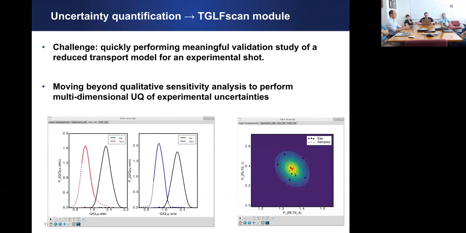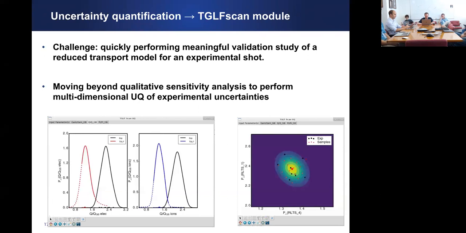Okay, so the challenge was we wanted to be able to do more meaningful validation studies for our transport models when we wanted to do comparison against experimental results. And the basic idea was moving beyond non-deterministic simulations to propagating the probability distribution throughout the computational model and then compare the results of that transport model with the experiment. So what we did here in this very first attempt at UQ in the transport models is we try to come up with the heuristic model to propagate the uncertainties in the TGLF reduced transport model.